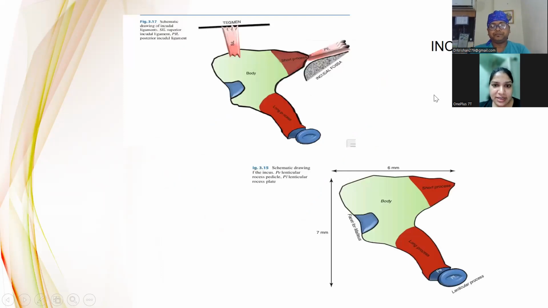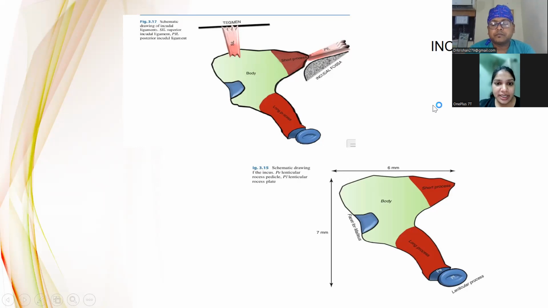Next is the incus. There are three parts. The incus is the largest. Okay, incus is the largest ossicle among the three. This you have to take note of, and this is clearly given in Shampoo. That is, incus is the biggest among all three bones.